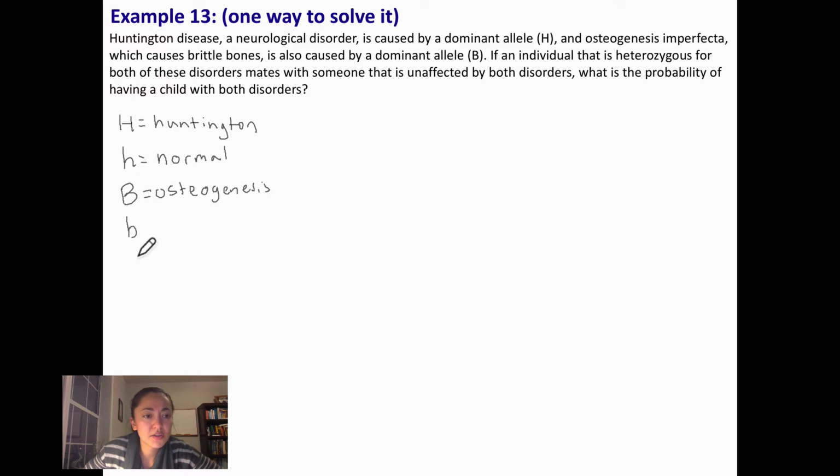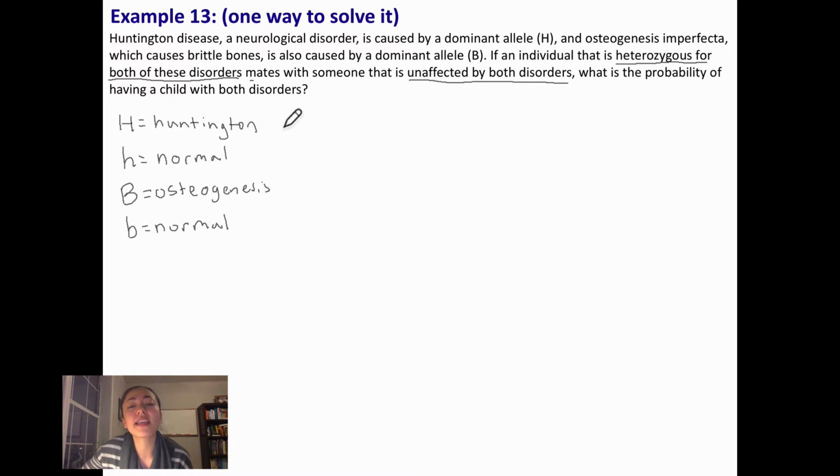And then that means a little b is going to make the individual not have this disorder if they had that. All right, so let's keep going. If an individual is heterozygous for both of these disorders, and they mate with somebody that is unaffected by both disorders, what's the probability of having a child with both disorders?